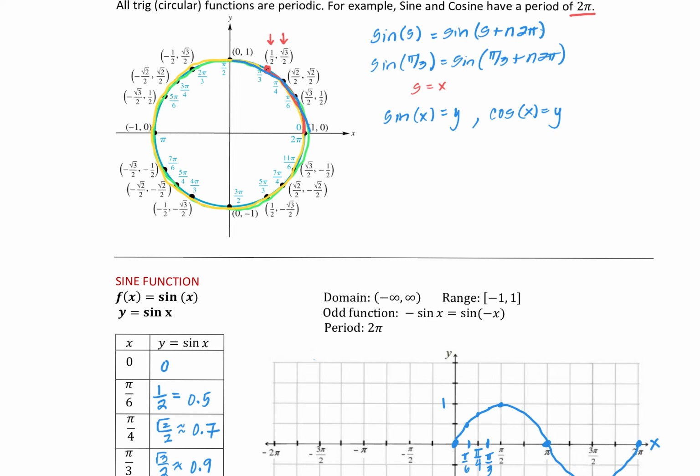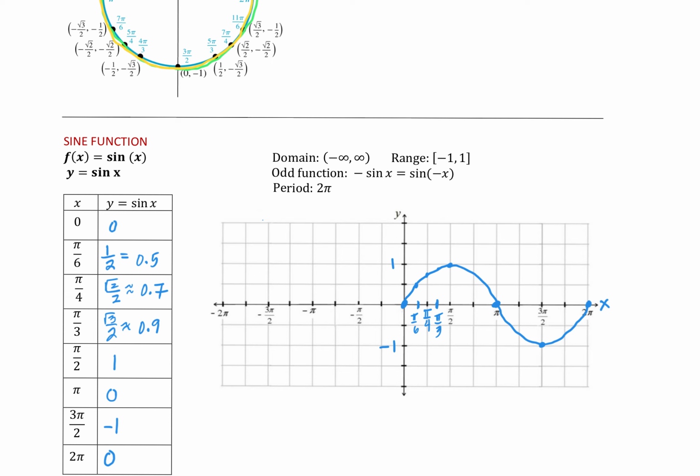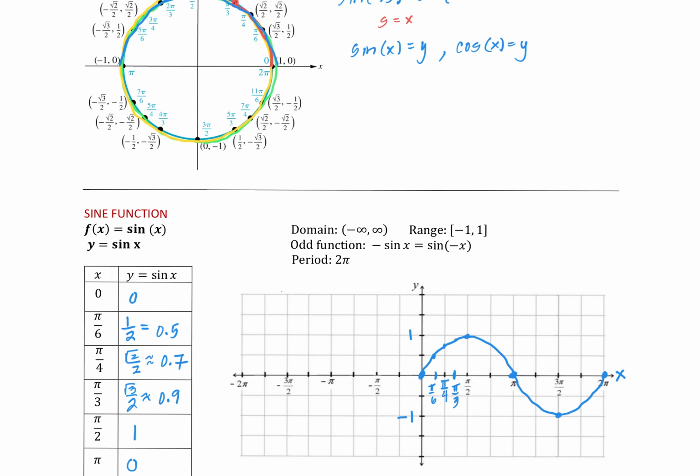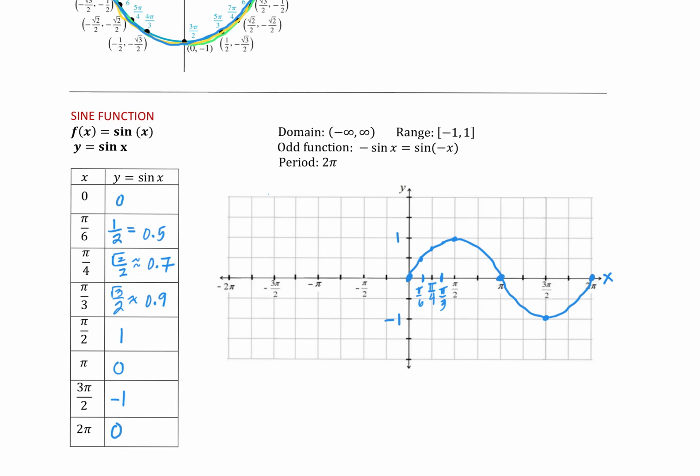It goes from 0 to 1, and then from 1 to 0. And then you could see from pi to 2 pi, those are our negative sine values, just looking at the sine values. We're going from 0 to negative 1, and negative 1 back up to 0. So these graphs should make sense.